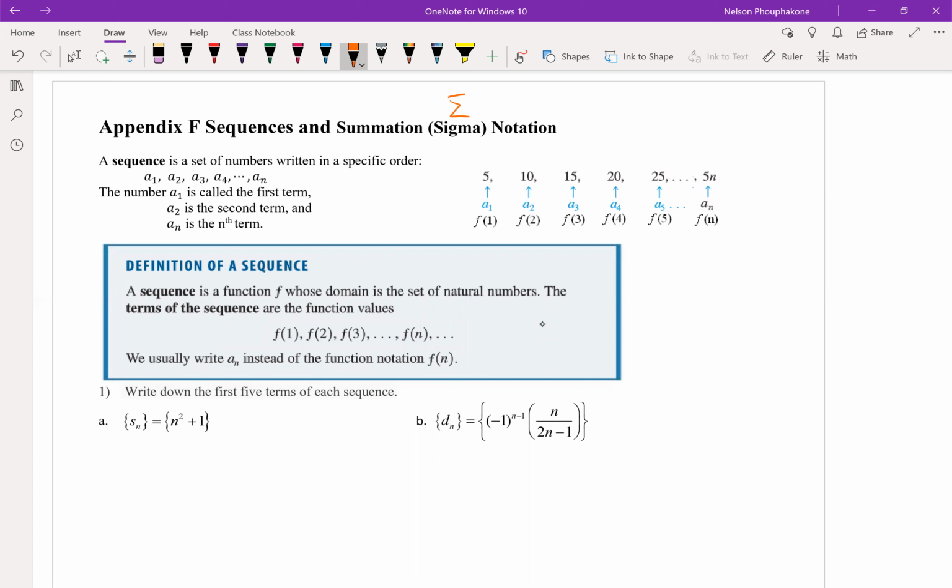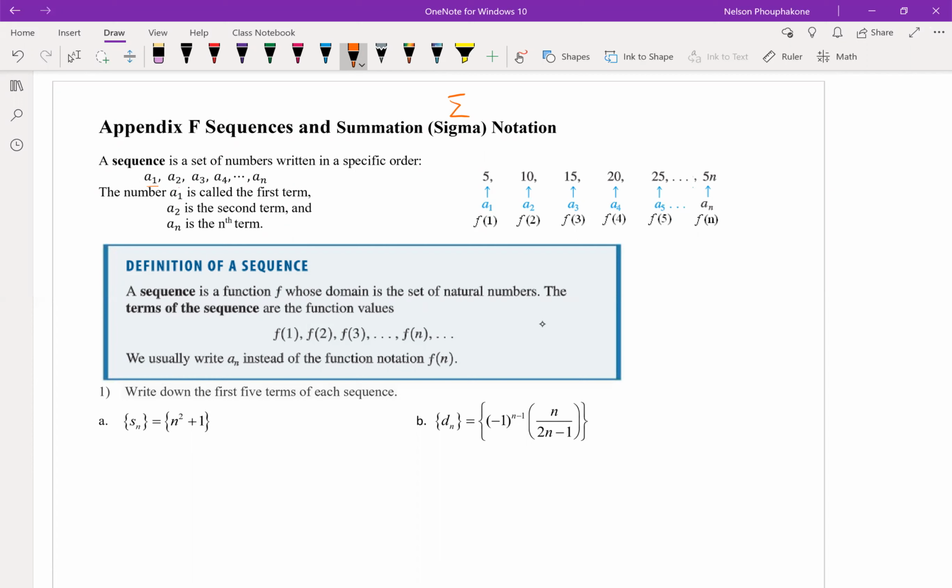A sequence is a set of numbers written in a specific order, like a sub 1, a sub 2, a sub 3, a sub 4, up to a sub n. And then the number a sub 1 is the first term, and then a sub 2 is the second term, and so on and so forth. Okay. And then here is an example.